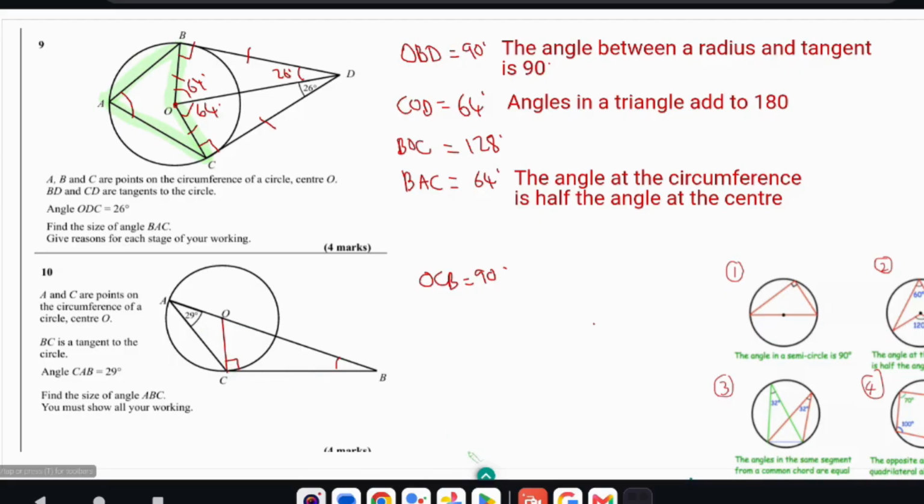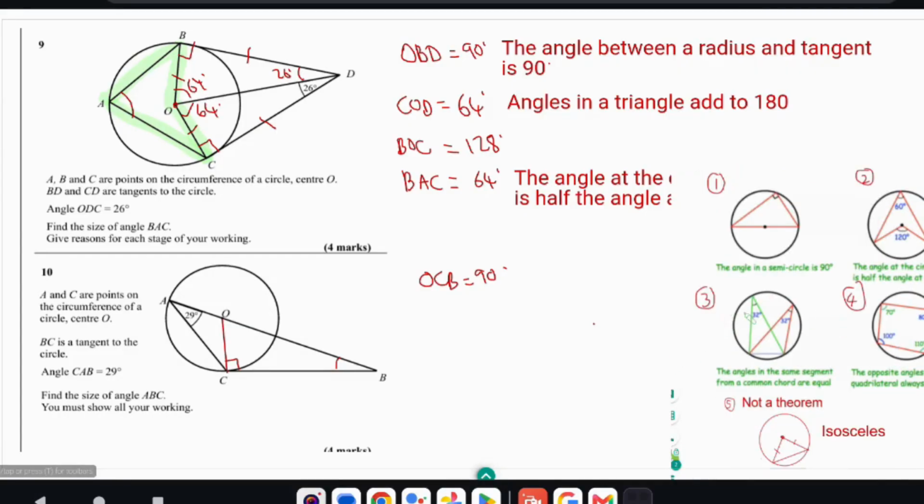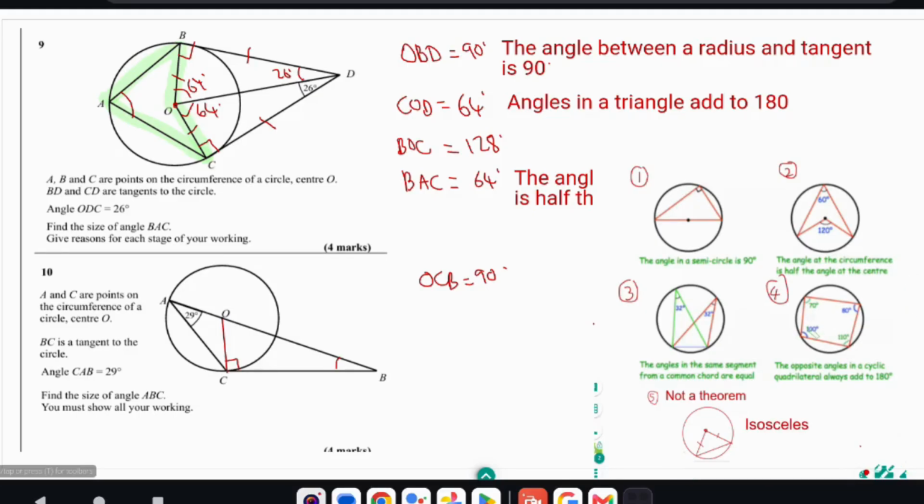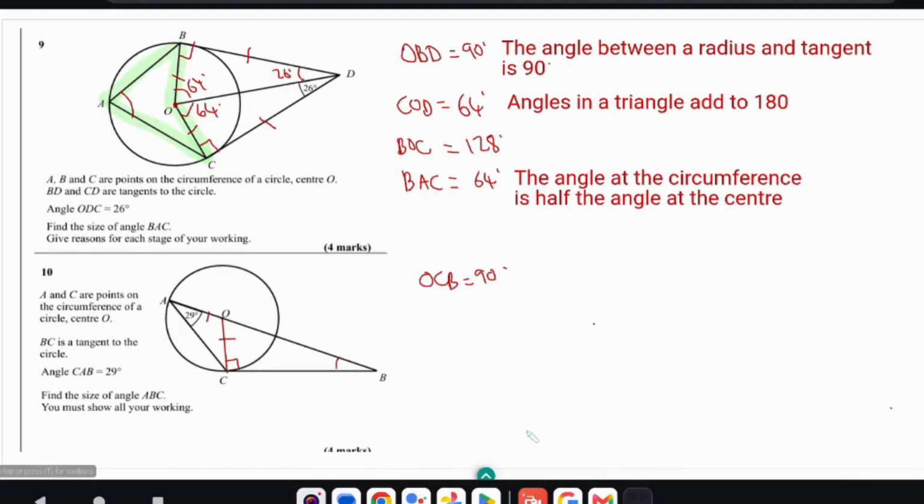Okay, let's look at our non-tangent theorems now. Right, we have one. It's not one. We haven't got a diameter. There's no arrow. It's not 2. There's no bow. It's not 3. There's no cyclic quad. It's not 4. Have we got not a theorem here? Well, we've got a radius and we've got a radius. So we have an isosceles triangle. So this one here is 29 degrees.